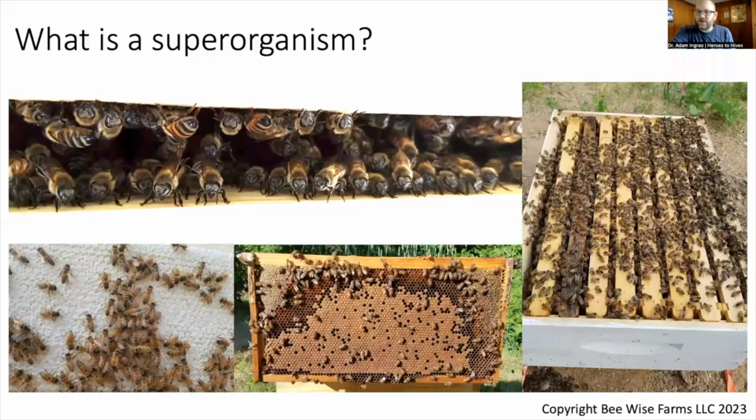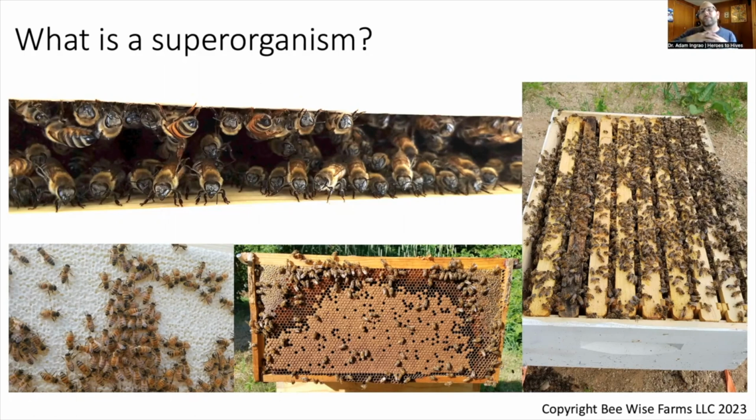Let's start this lecture by defining what a superorganism is and why honeybees are considered a superorganism when we talk about them at the colony level. A superorganism is essentially a social colony of individuals, in this case insects, who through a division of labor, communication, and self-organization form this highly connected community that functions as if it were a single organism.